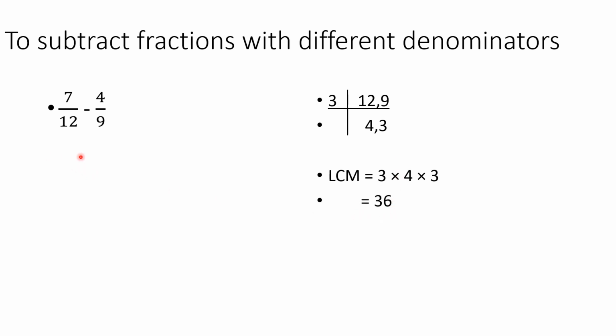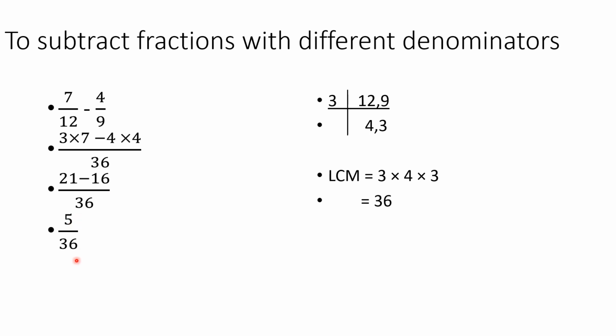So we will write 36 as the denominator here and we will divide 36 by 12. 12 threes are 36. Multiply by 7 minus 9 fours are 36. Multiply by 4. 3 sevens are 21 minus 4 fours are 16 by 36. Now 21 minus 16 equals 5 by 36. So it is our difference of these two fractions.